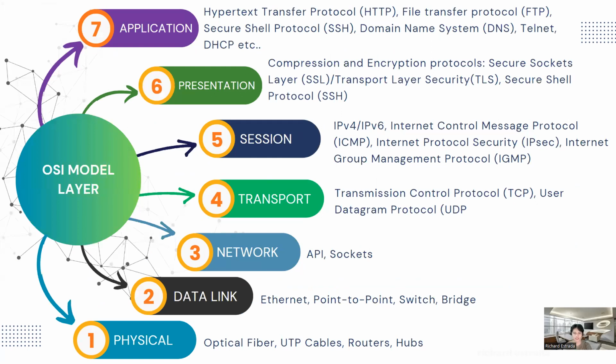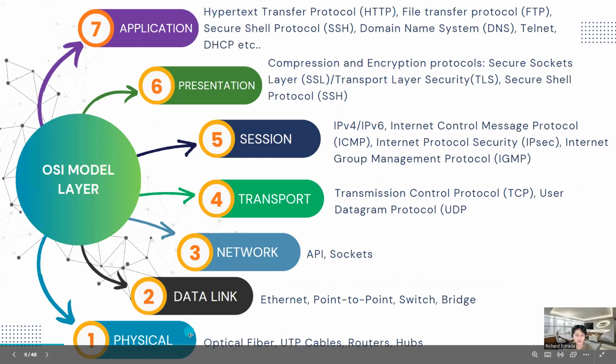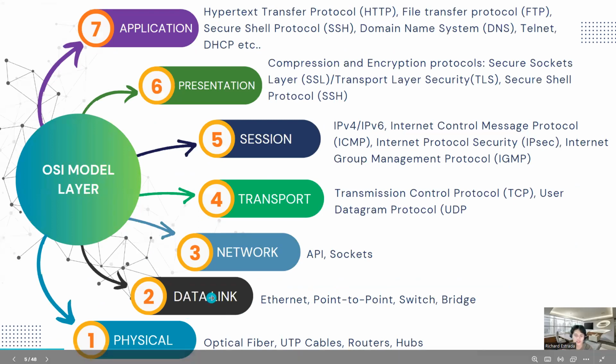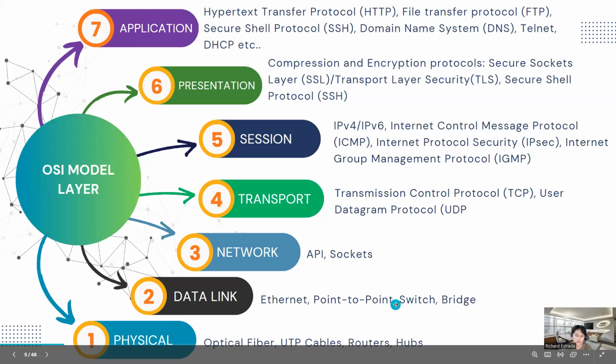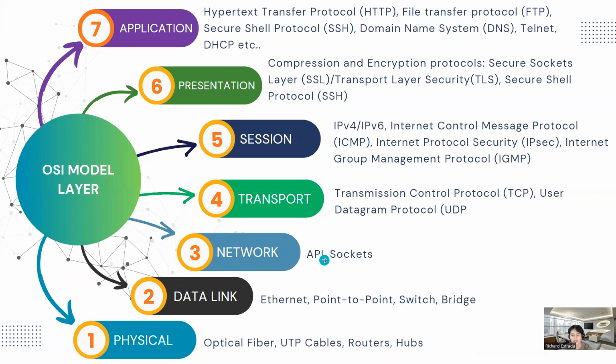So this is the representation. For the physical layer, we have optical fiber, UTP cables, routers, and hubs. Those are the different hardware devices that we're going to use. The data link has Ethernet, point-to-point, switch, and bridge. Then we also have the application programming interface, API, and sockets. For transport, we will be using different protocols: Transmission Control Protocol, User Datagram Protocol, and for the network layer, IPv4, IPv6, and Internet Control Message Protocol. These are again different protocols in order for us to manage or transport the data.